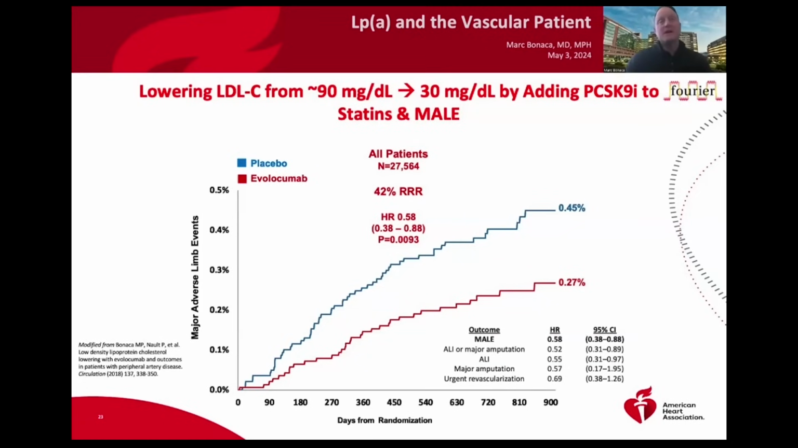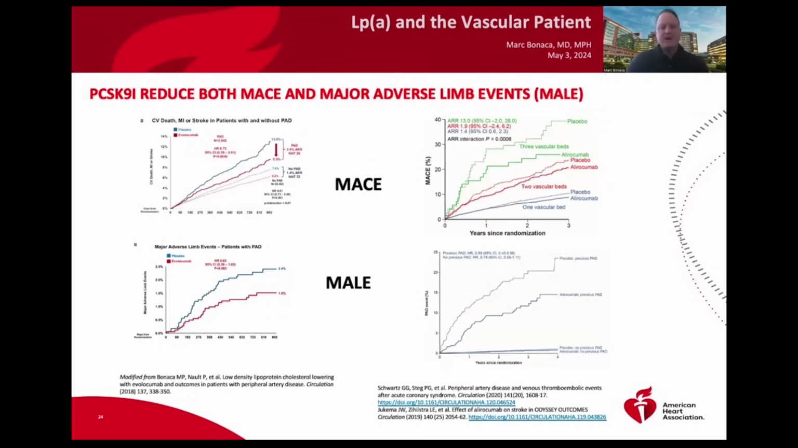Again, this is a PCSK9 inhibitor that lowers LDL by about 60% and has some modest effect on LPA. And so when you look at Fourier on the left and Odyssey on the right, you see striking consistency for the PAD patients, that they are high risk, they derive a large absolute risk reduction from MACE, and that they are at high risk of major adverse limb events, and the pattern of benefit is seen early and robust over time.